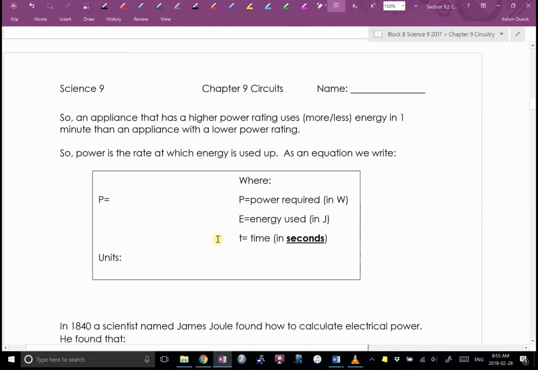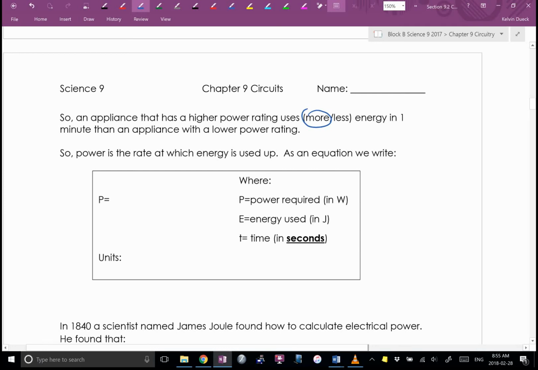So, an appliance that has a higher power rating uses more energy or less energy? More. In 1 minute, than an appliance with a lower power rating. And this is going to give us, oh yeah, turn the page. This is going to give us yet another equation. Do you need to memorize this equation? Everybody say no. No, they're going to be on your sheet. What you need to do is know where they are, which is why I keep telling you, get your yellow sheet out and look inside the boxes.